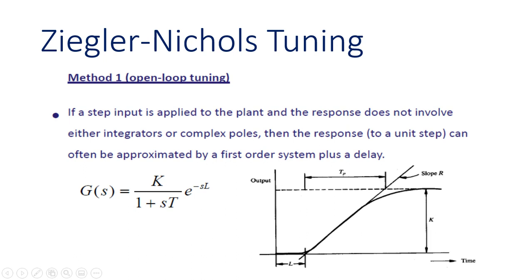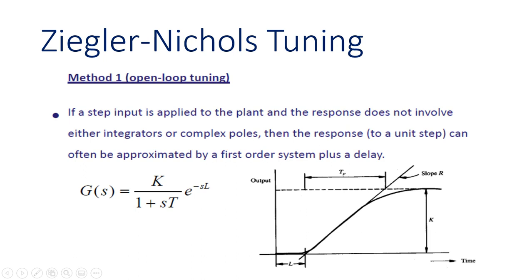That is, start from this point till that. Now you draw a tangent line to this curve. When you draw it, it will cross a single point and cross the output, the reference output. Now what you do actually, this is also known as slope R.